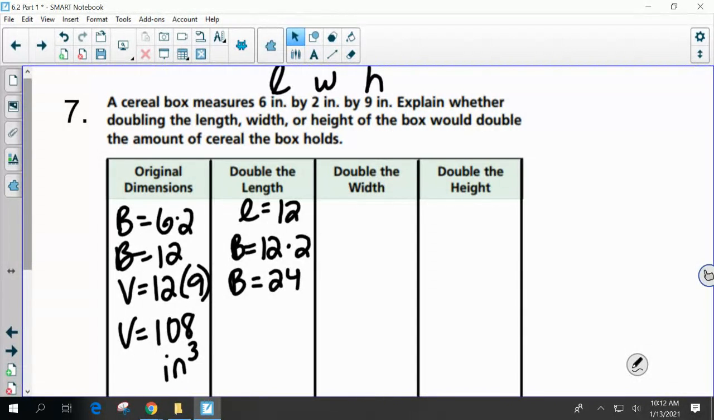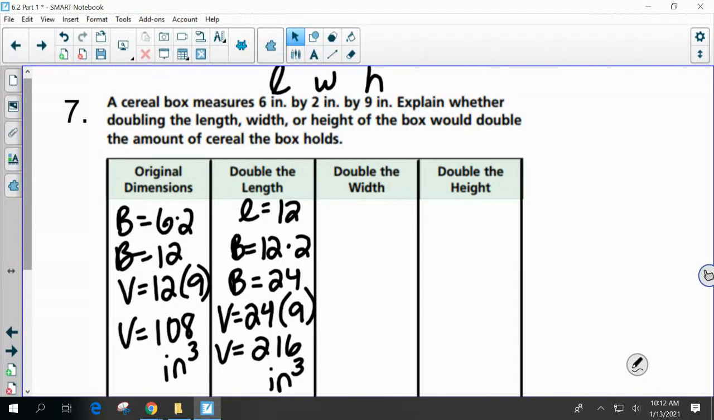And then my volume, I'm going to take 24 times the number I haven't used yet. So 9. 2. Okay, 216 inches cubed. Dude, that's gonna be super tall. Yes.